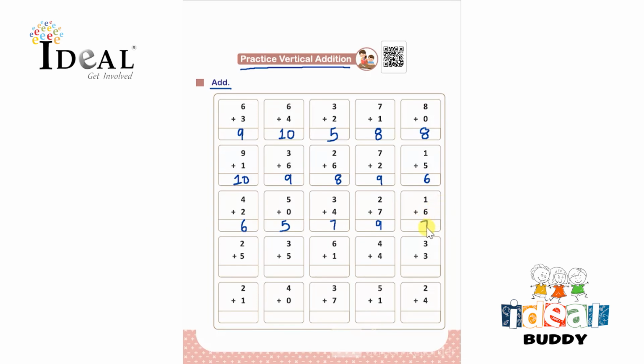1 plus 6 is 7. 2 plus 5 is 7. 3 plus 5 is 8. 6 plus 1 is 7. 4 plus 4 is 8. 3 plus 3 is 6. 2 plus 1 is 3. 4 plus 0 is 4. 3 plus 7 is 10. 5 plus 1 is 6. And 2 plus 4 is 6.